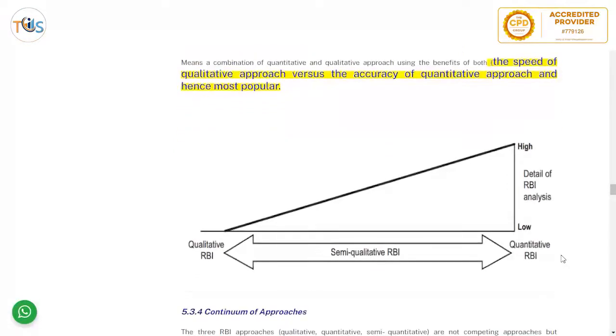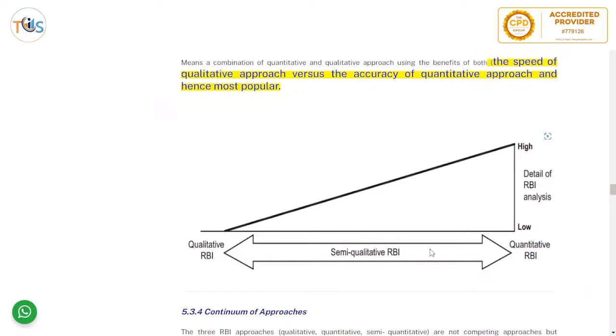Semi-quantitative approach means a combination of quantitative and qualitative approach, using the benefits of both: the speed of qualitative approach versus the accuracy of quantitative approach. So this could be an exam question: qualitative approach, is it accurate or is it speedy? Obviously, there is more speed compared to quantitative, or vice versa. The quantitative is more accurate, but it takes more time. And so the semi-quantitative is the most popular because it uses the benefits of both approaches.